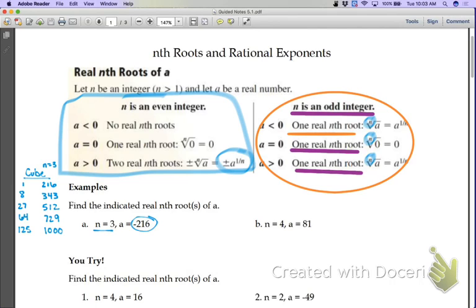Okay. Which number in my list is 216? Is it the first one? Is it the 7th one? Is it the 10th one? Is it the 13th one? It's the 6th one, right?